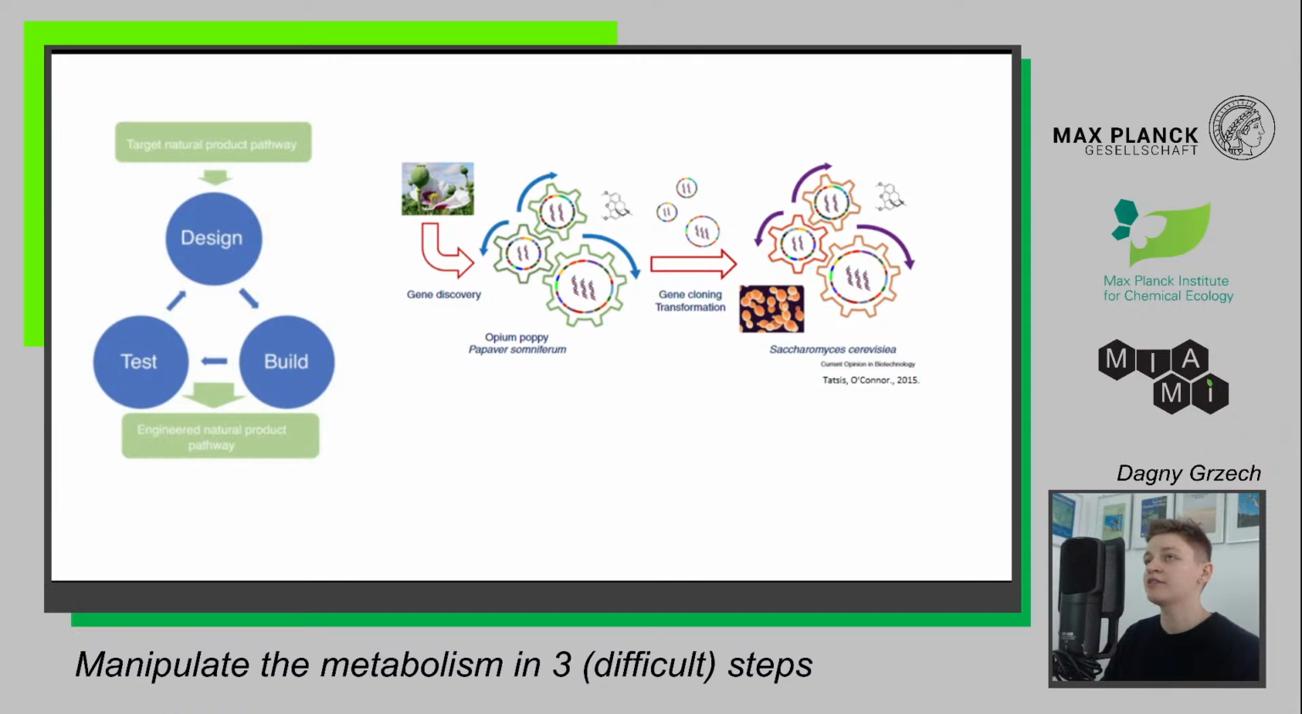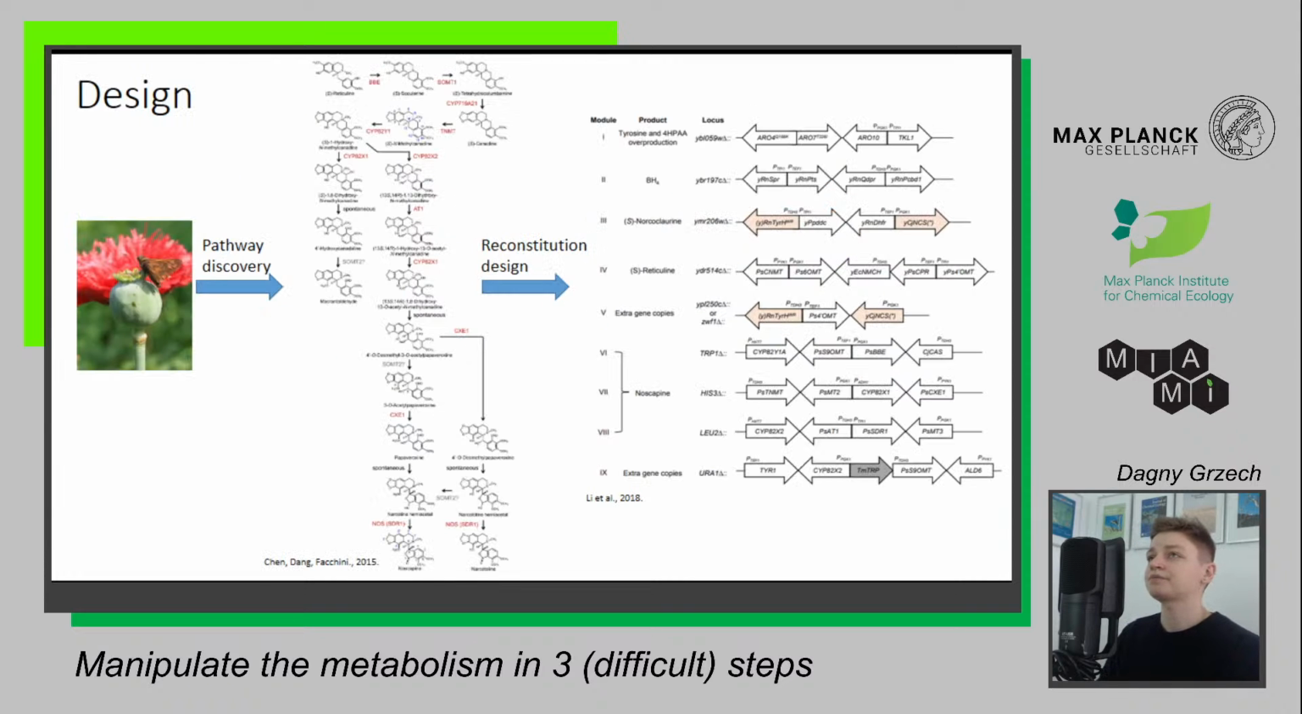And the pathway that I would like to focus on is the noscapine pathway in the poppy plant that I mentioned before. So going through the steps of the cycle, first we have the design step. And well, to design the reconstitution of a biosynthetic pathway, first we have to know what the pathway actually looks like. So we have to do some pathway discovery.